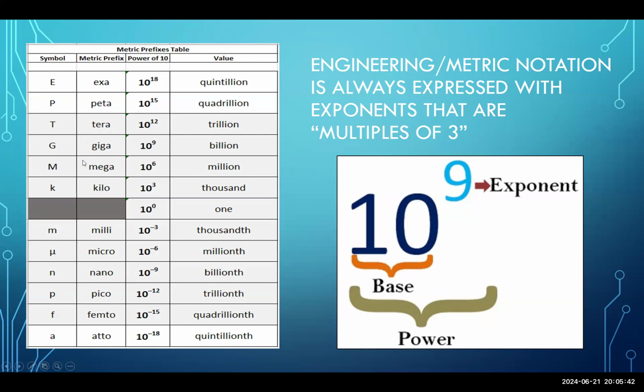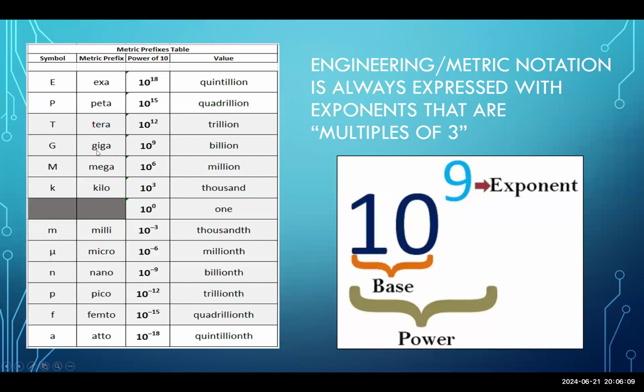All right. So what you'll notice is each one of these separate prefixes is separated by exponents that are multiples of 3. So 3, 6, 9, 12, 15, 18, going in big numbers. And then in the other direction, -3, -6, -9, -12, -15, -18. These are really, really small numbers, okay?